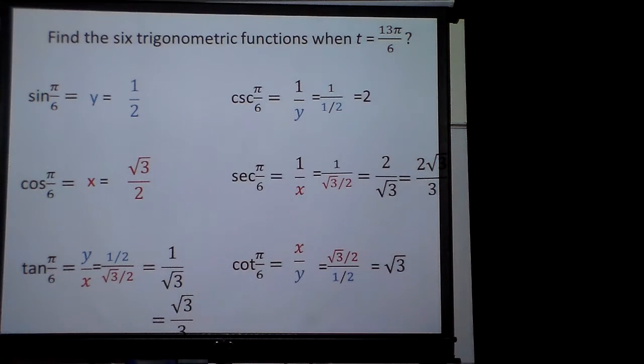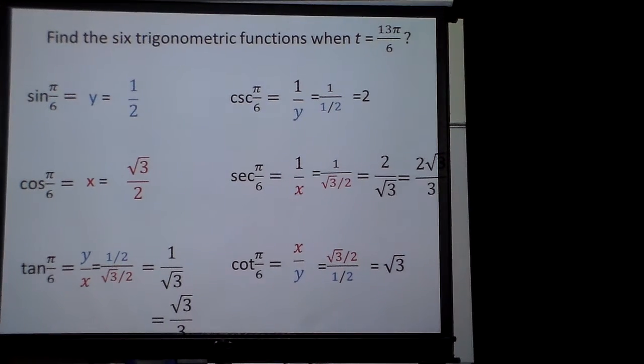Flip's really not the best word. I probably should use the word reciprocal. But there's one. How do you find it? If you're not given a value exactly on the unit circle, you got a coterminal angle instead.